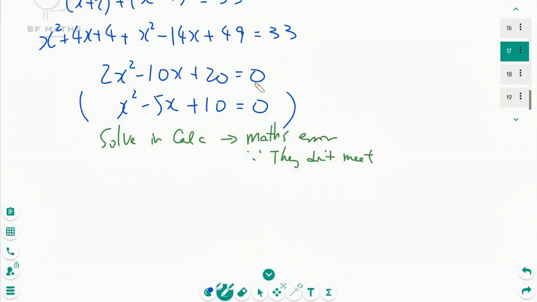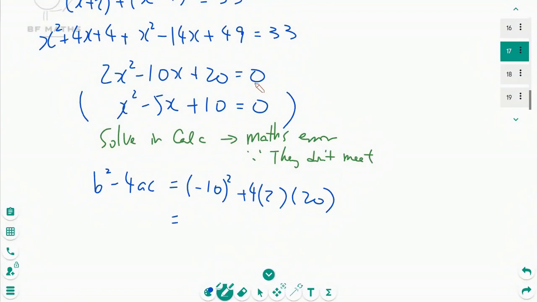Well, we use discriminant, right? So to show there's no solution, we have to use discriminant. So we're going to use b squared minus 4ac, which equals minus 10 squared minus 4 times a times c. Okay, so I'm going to use it in here. Put it in a calculator, you should get 100 minus 160. 4 times 2 times 8, 160.